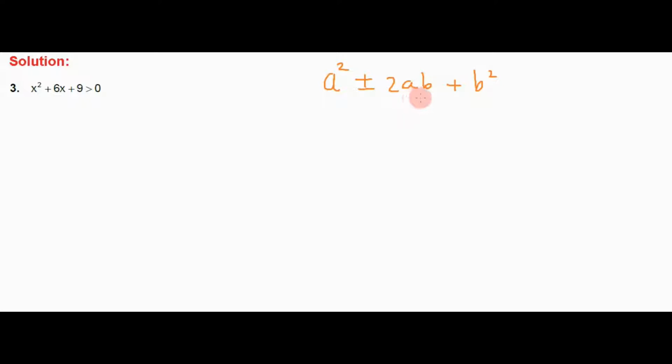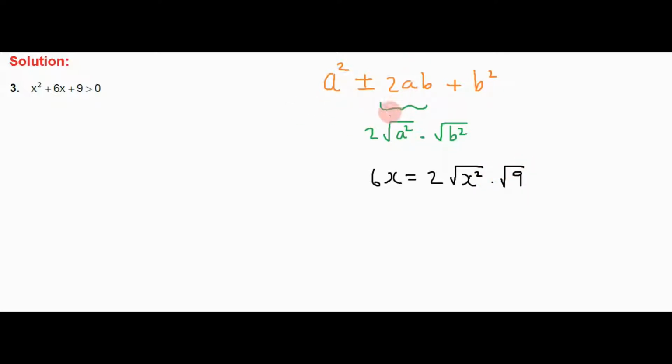And notice that the middle term here is twice the square root of the first term, a squared, times the square root of the third term, which is the square root of b squared. So this is a perfect square trinomial on the left-hand side, because if we look at 6x more closely, it's equal to twice the square root of x squared times the square root of 9.